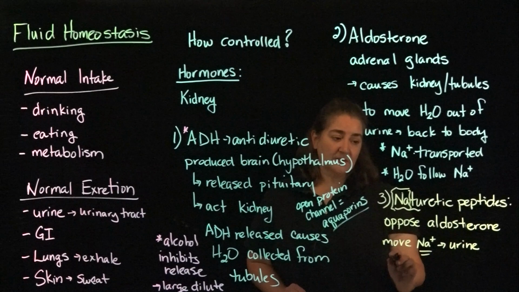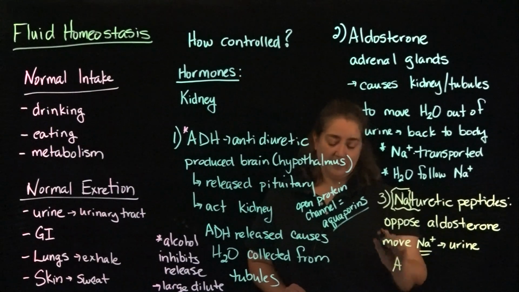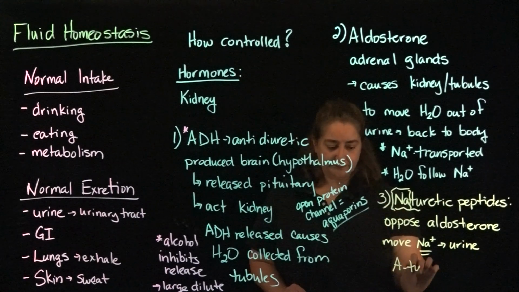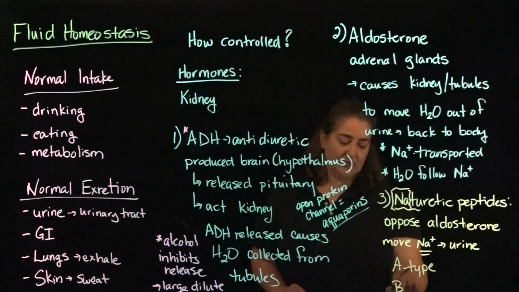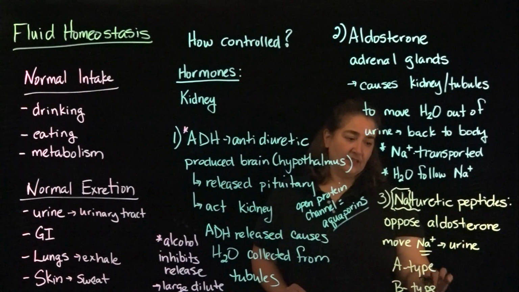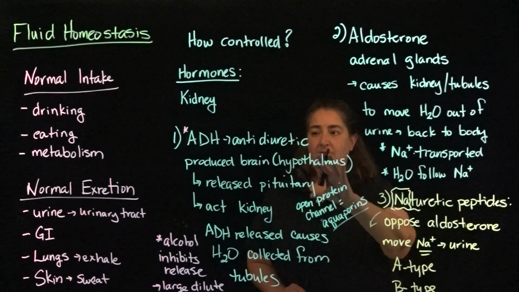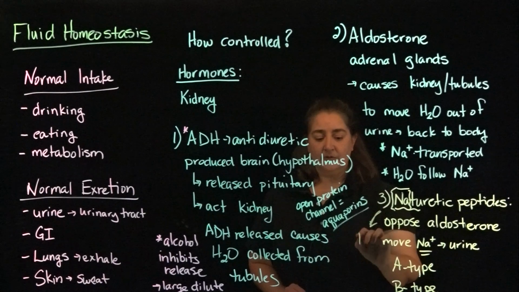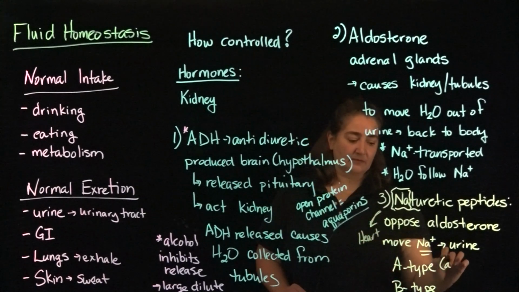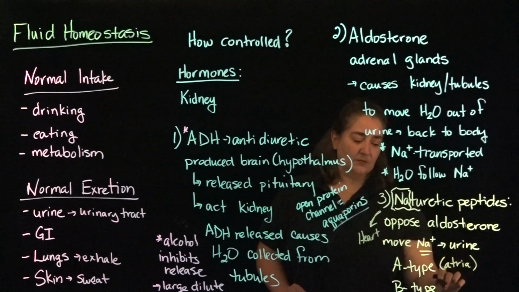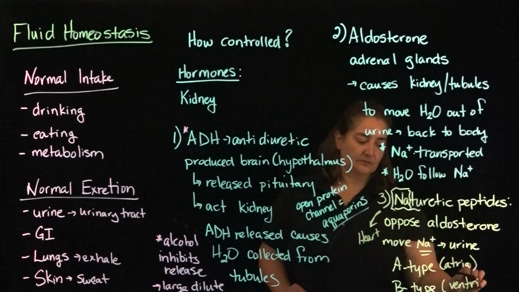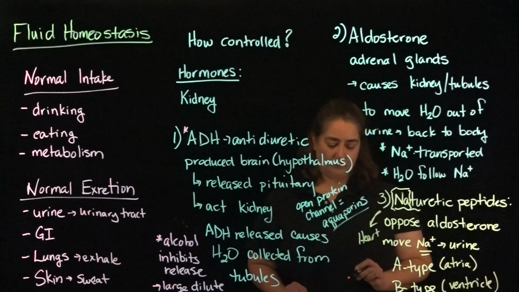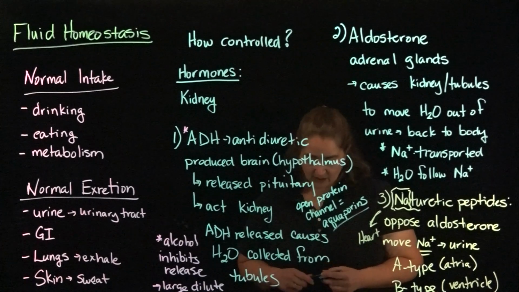There are two types of natriuretic peptides. There's A and there's B. Now these are a little bit different, because primarily we're talking about the kidney here, but these are produced within the heart. A type is produced within the atria, B type is produced within the ventricle.